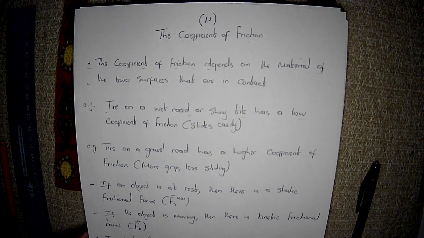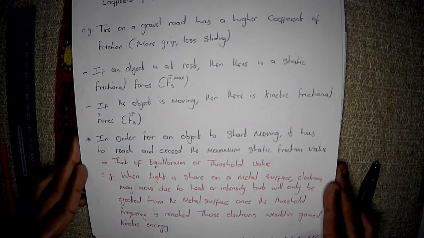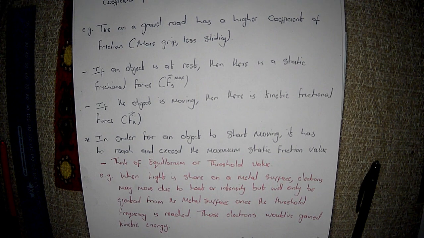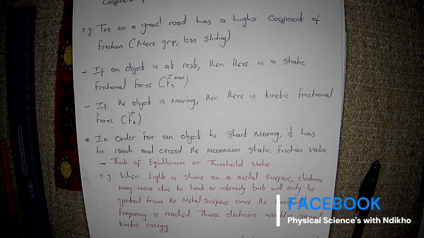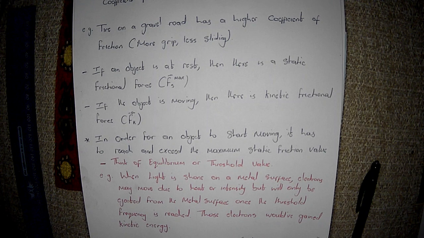Okay, now if we continue reading and moving along, I hope you can see that clearly. I am sorry if my handwriting is not neat. But if an object is at rest, then there is a static frictional force, and we see this by F_s max and this arrow over here. Remember what I said about this arrow? It represents a vector quantity.